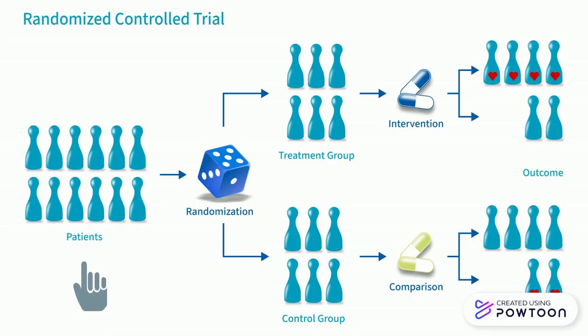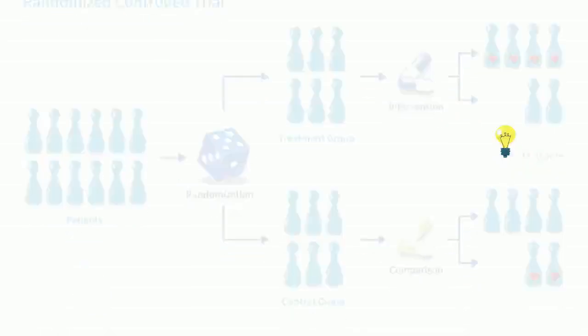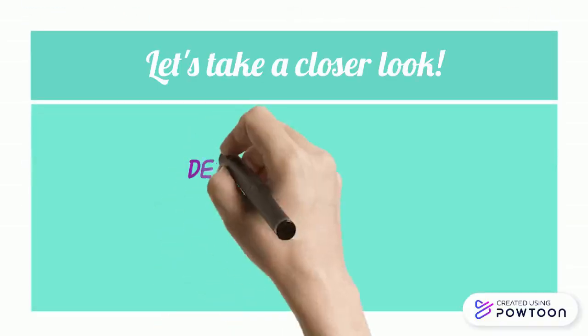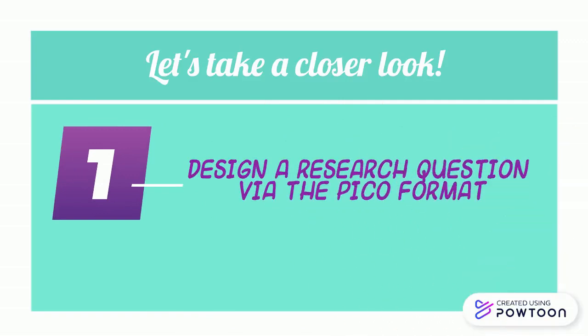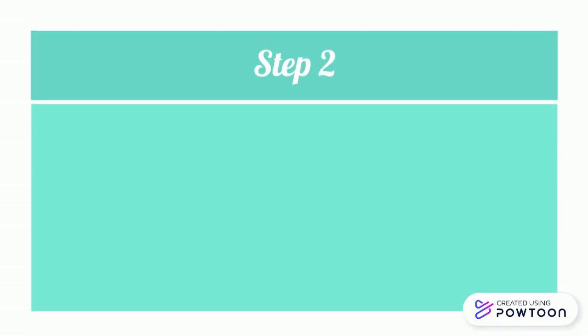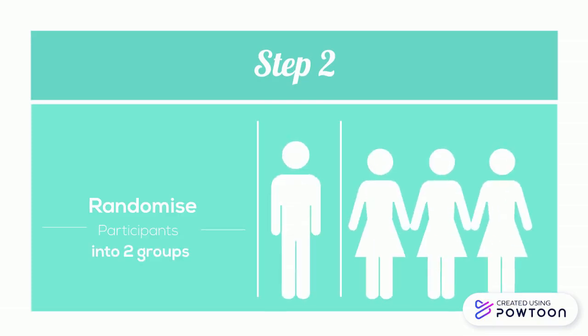Research design. This flowchart displays a basic outline of how RCTs are performed and how participants are randomly assigned. Step 1. The PICO research question structure is used to set the population, intervention, comparison, and outcome. Step 2. Participants are randomly assigned into two separate groups.